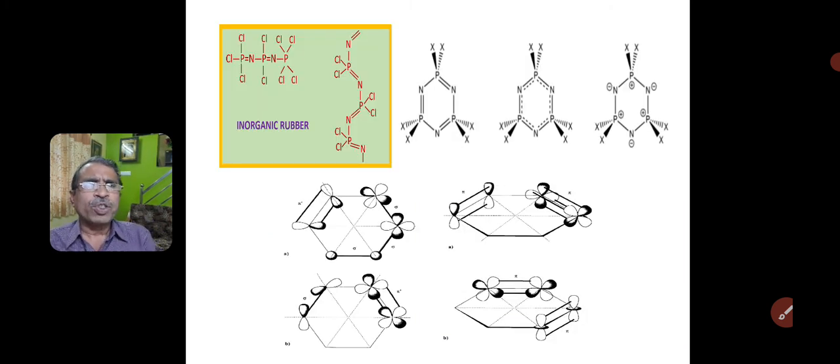Here I have shown how the orbital overlapping will be there in phosphonitrile chlorides, and I have also spoken about the inorganic polymer or the inorganic rubber. The inorganic rubber is a linear phosphazene, that is phosphonitrile chloride.